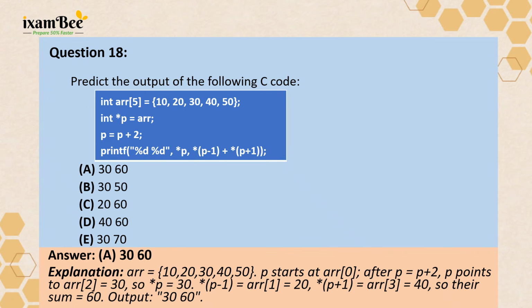Now the array comprises 10, 20, 30, 40 and 50. P starts at array 0. After p is equal to p plus 2, p points to array of 2, which is equal to 30. So the value at p will be equal to 30. The value at p minus 1 will be equal to array of 1, which is equal to 20, and the value of p plus 1 will be array of 3, which is equal to 40. So their sum will be equal to 60. Hence, the final output would be 30, 60, which is option A.